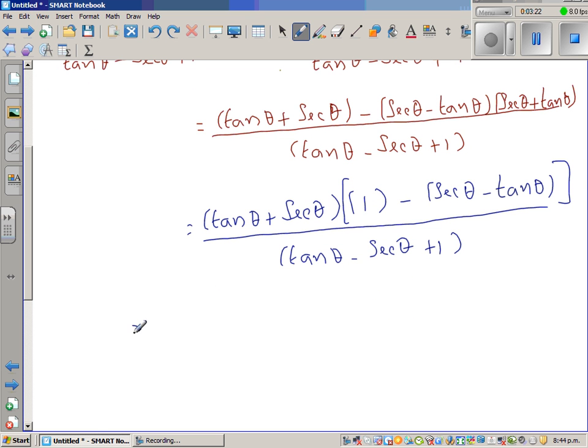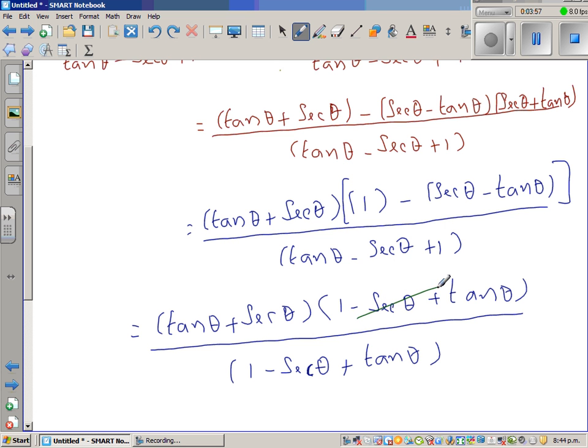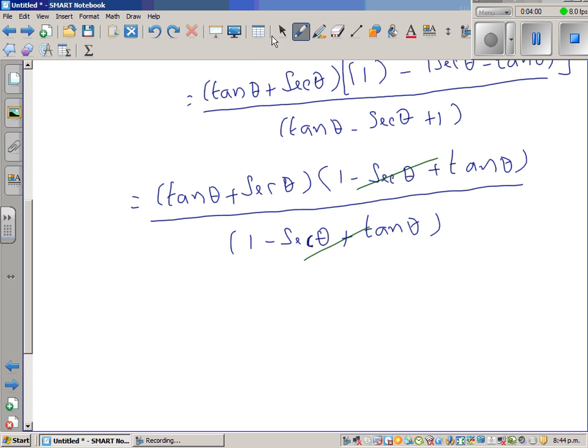Okay, so the numerator will become tan theta plus sec theta times 1 minus sec theta plus tan theta. I hope you can see the denominator. I'm going to change the denominator as 1 minus sec theta plus tan theta, because this and this are the same. So what gets cancelled? 1 minus sec theta plus tan theta gets cancelled. So what has remained? You have got tan theta plus sec theta.